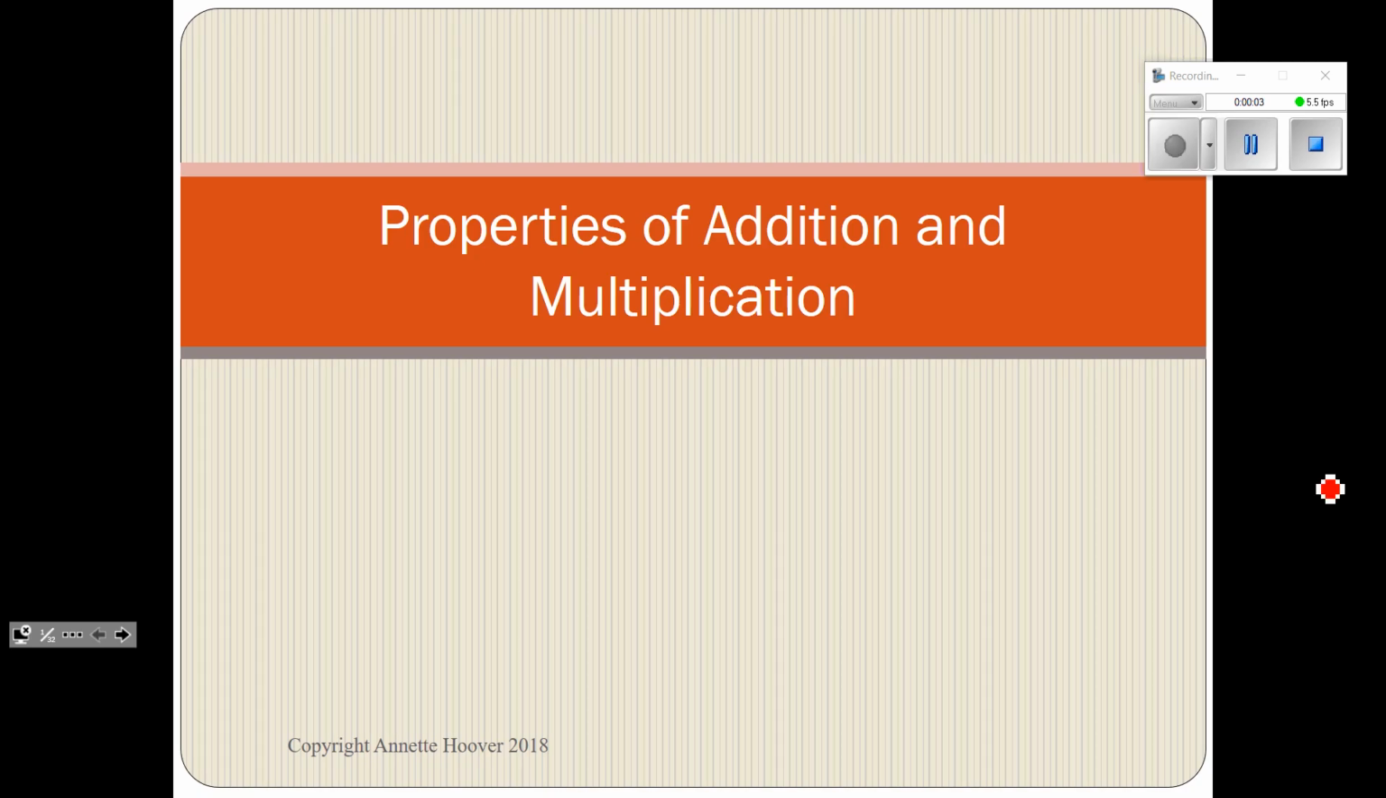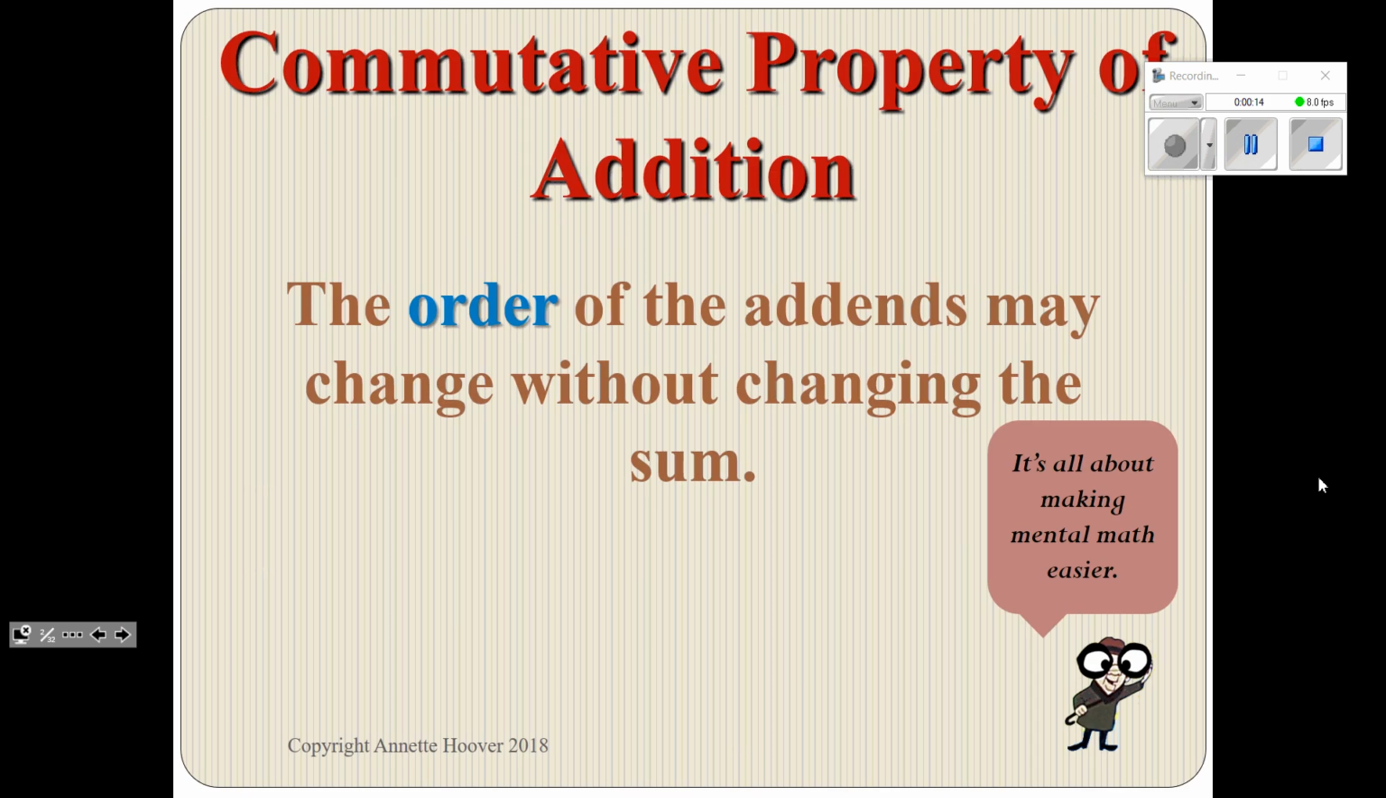We are going to look at properties of addition and multiplication. First, we're going to look at the commutative property of addition. This can also be pronounced commutative. I'm going to call it commutative property of addition. This property states that the order of the add-ins may change without changing the sum.